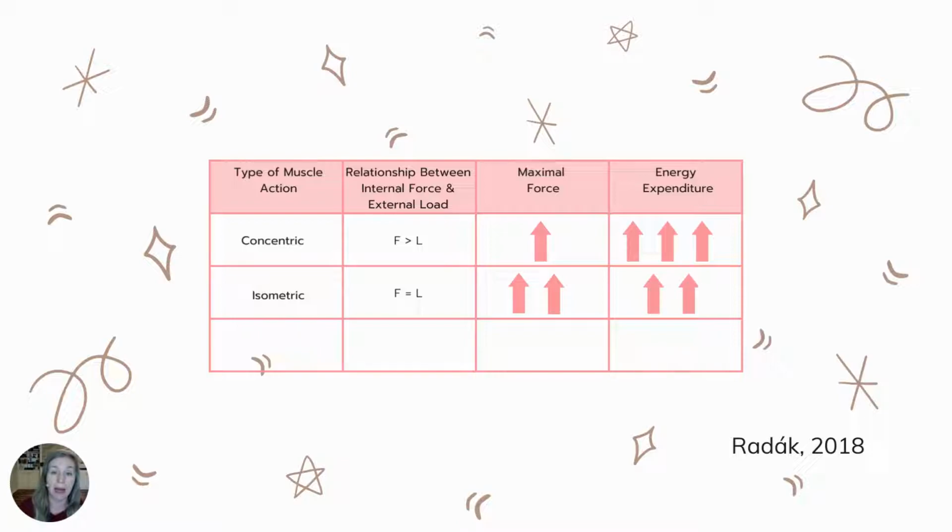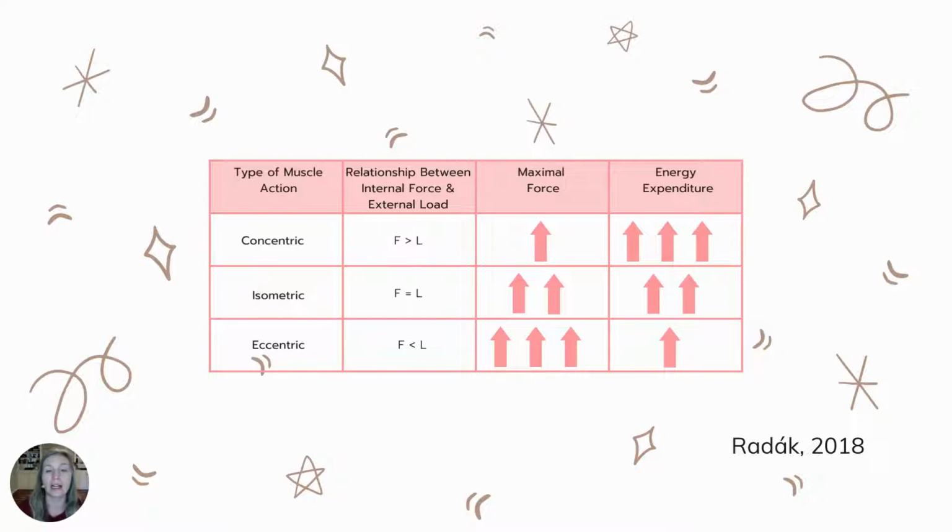So usually maximal force is shorter. There's less ability for you to do this long term. And energy expenditure is also pretty moderate. So those muscle fibers are not crossing over and causing a contraction and a shortening. Instead, they're staying in the same place. So the energy required isn't as high.